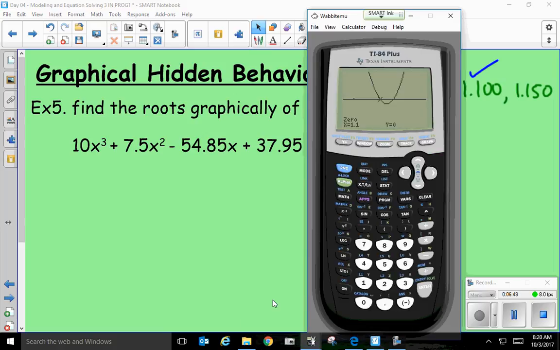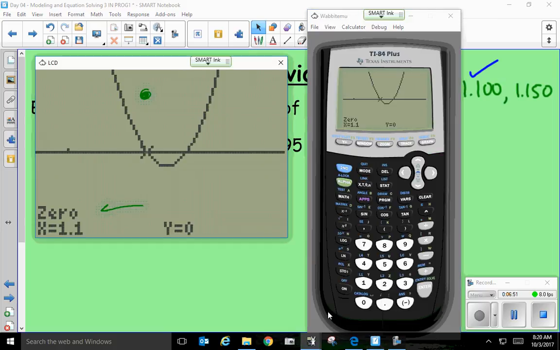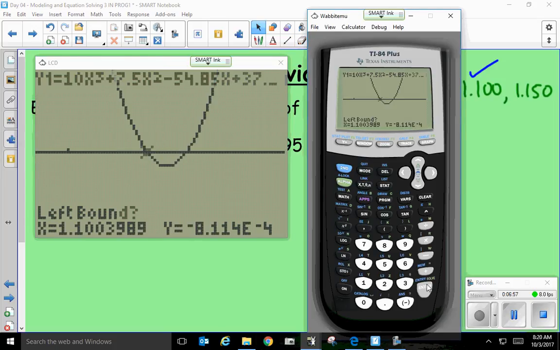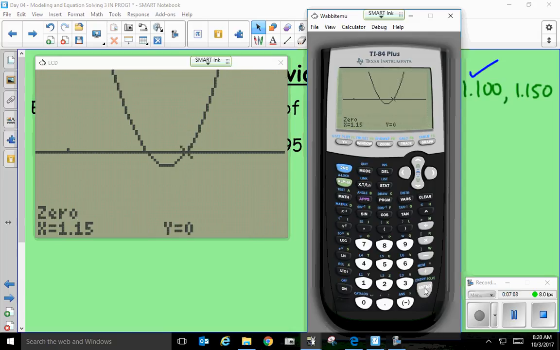And by now, I'm not going to go through instructions on this. You guys should be getting pretty good with this. I'm just going to go ahead and do it. Calc, go to my 0. I got to go left of this dot right here. So down and to the left, up and to the right. I made my bow tie. Hit enter one more time. 1.15.